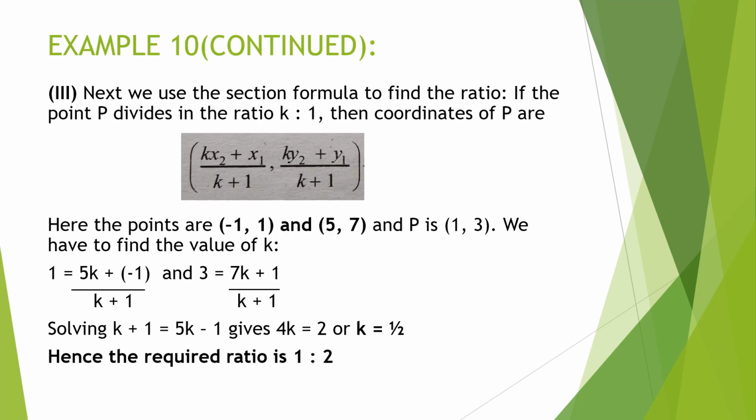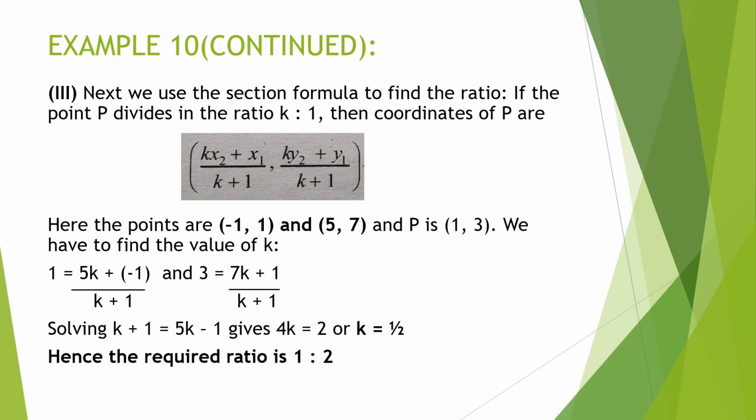Now since we have to find the ratio, we use the section formula. What is the section formula? If the point P divides in the ratio of k is to 1, then the coordinates of P will be (kx2 + x1)/(k + 1), (ky2 + y1)/(k + 1). You also have it in the form of m is to n, but this is easy over here.